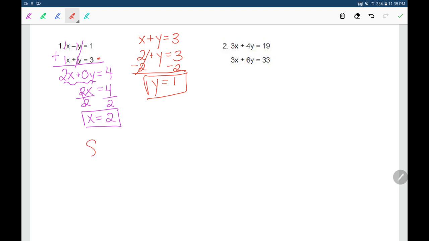And if I want to write this as a point, sometimes that's how we're asked to write things, our solution for this problem would be (2, 1). We always put those x coordinates before the y's when we're talking about a point.